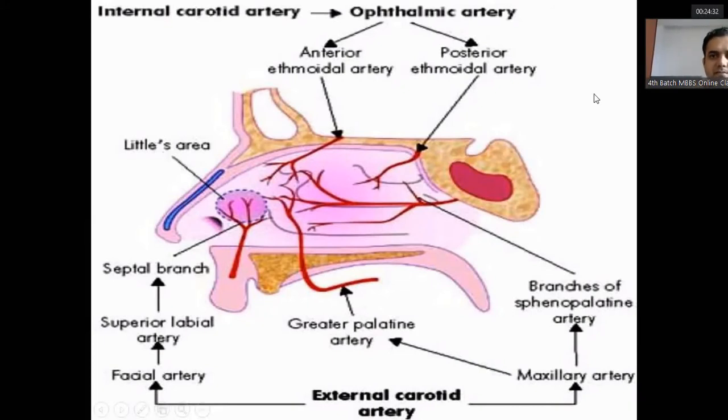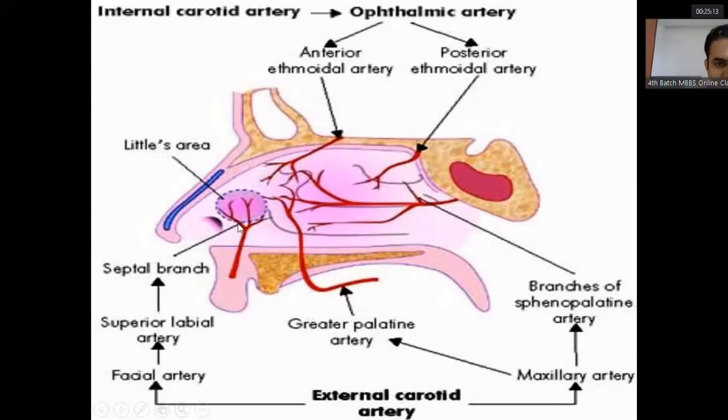Here you can see the ophthalmic artery is divided into the anterior ethmoidal artery and posterior ethmoidal artery, and the blood vessels come here. From the maxillary artery there is the sphenopalatine artery and greater palatine artery, coming like this, and from the facial artery there is the superior labial artery, and here they form Little's area. This is also a very important MCQ question, which is usually asked in PG exams, when you are appearing for the entrance exam for PG or even licensing exams: which one among the four arteries does not contribute to Little's area?